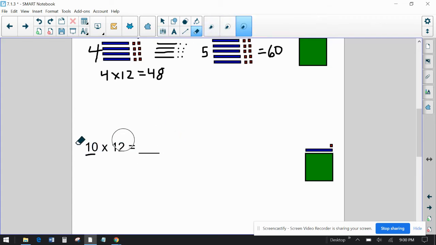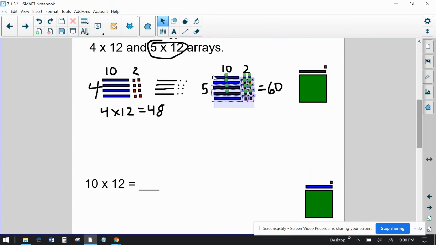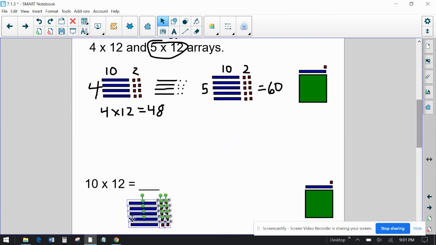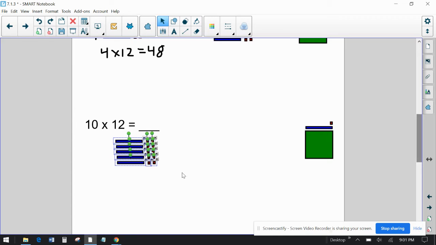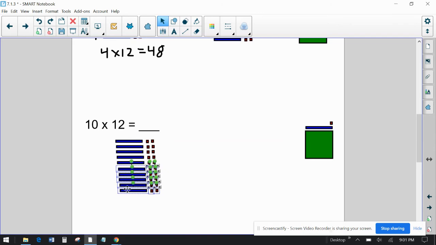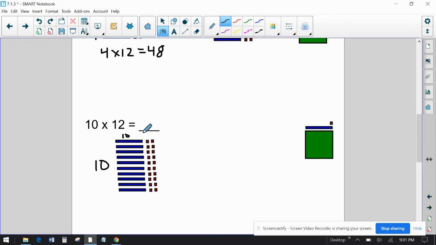But I do want to represent it with an array, because something pretty cool happens when both of them are double digits. So I'm going to clone the 5 times 12, but then I'm going to do it again because we need 10 times 12. So if I clone this, now this ends up being 10 rows. And then we, of course, have our 10 and then our 2 on top, right? So it's 10 times 12.